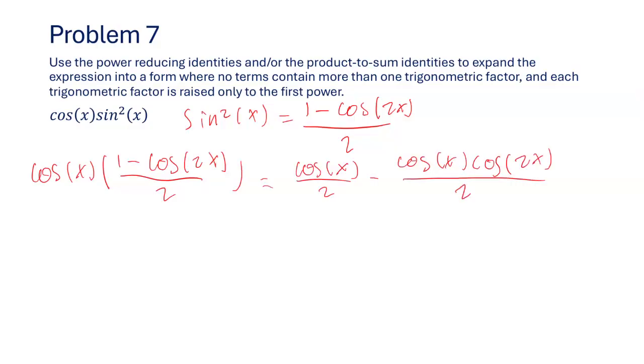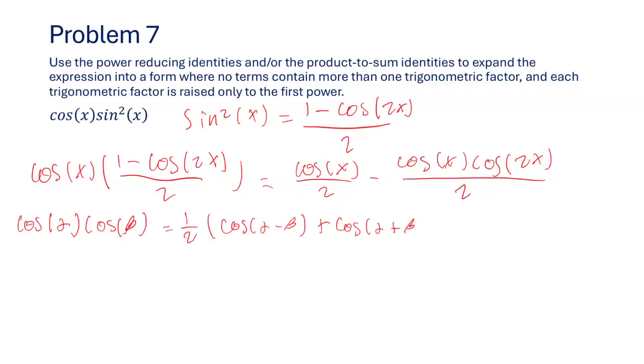Okay. Now we have a product to sum identity here, which we can use: the identity of cosine of alpha times cosine of beta equals 1/2 times cosine of alpha minus beta plus cosine of alpha plus beta. Okay.